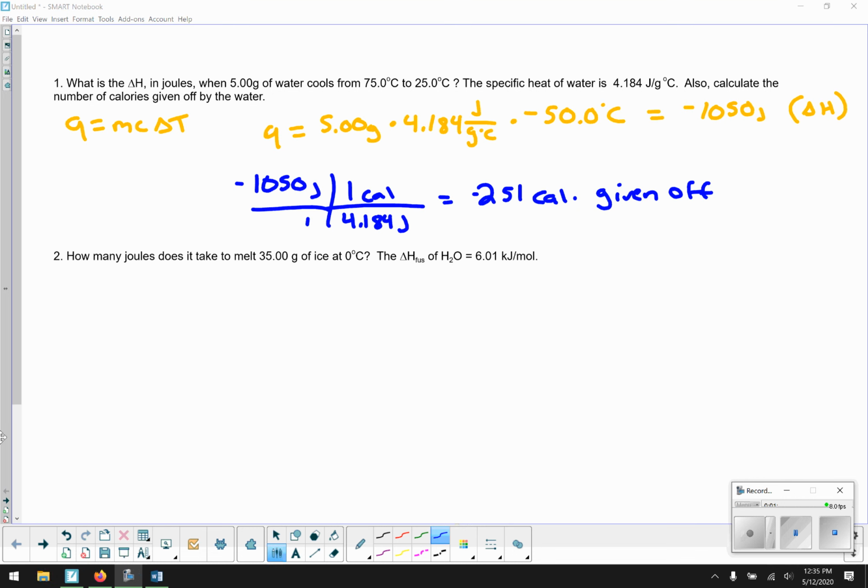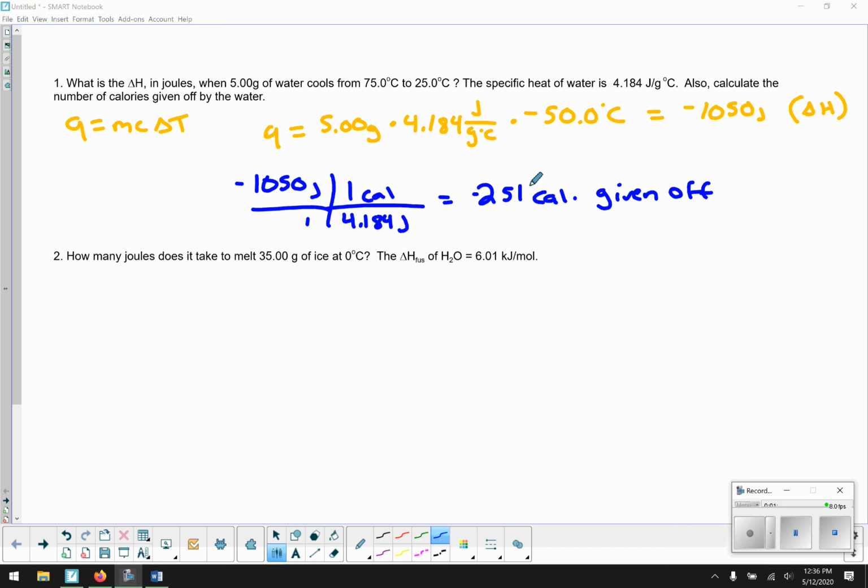Okay, so I've set up the problem and the conversion. All you do is Q equals MC delta T. So Q equals 5 grams of water times the specific heat of water times the change in temperature, which is negative 50. It's going from 75 to 25. That's a negative change. And you get, rounding to sig figs, negative 1,050 joules as your delta H. If you convert that to calories, and I showed the conversion here, you get negative 251 calories. And I'm rounding to 3 sig figs for both of these.